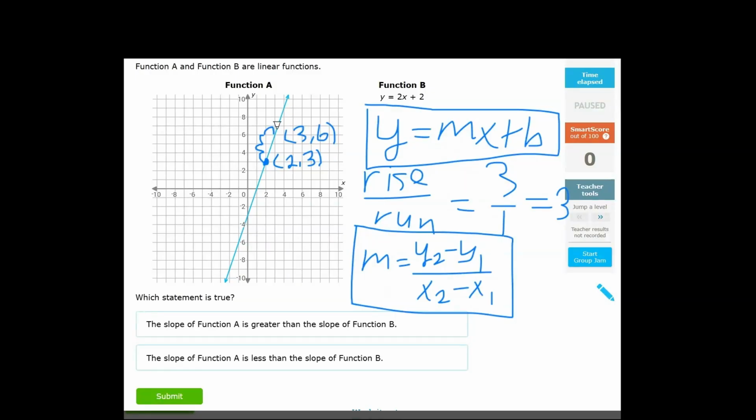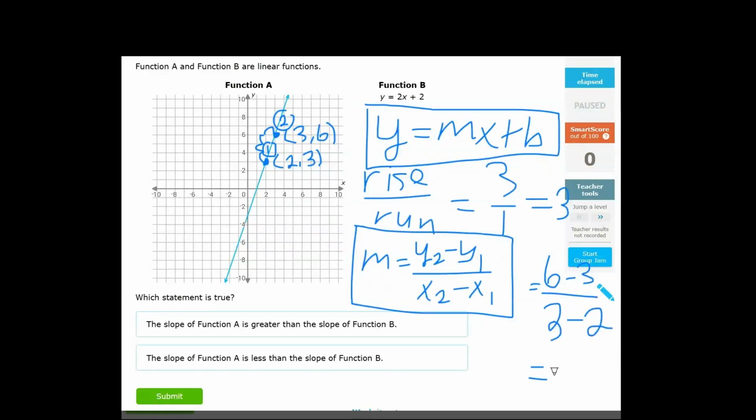So I'm going to call the top point up here point 2, and call the point down here point 1. So y2, the y coordinate of the second point, is 6, minus 3, the y coordinate of the first point, over the x coordinate of the second point, which is 3, minus 2, and we get 3 over 1, which is just 3. So that is our slope for function A. So the slope of function A is 3.